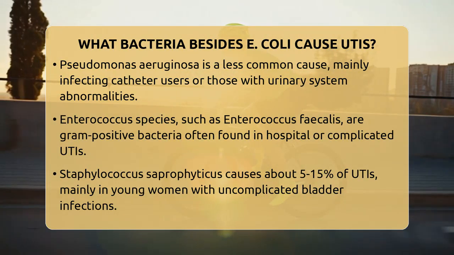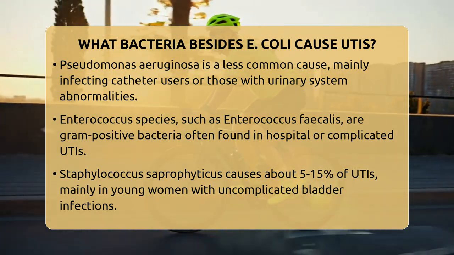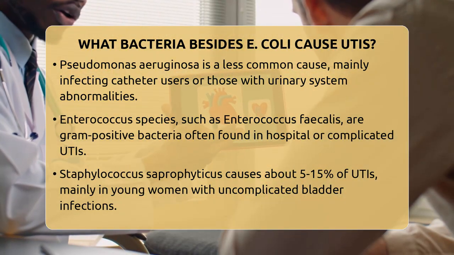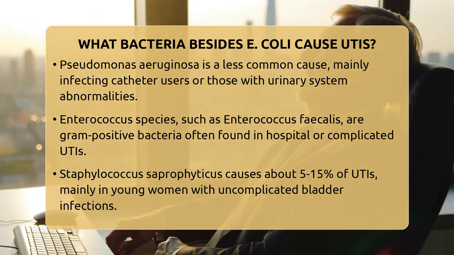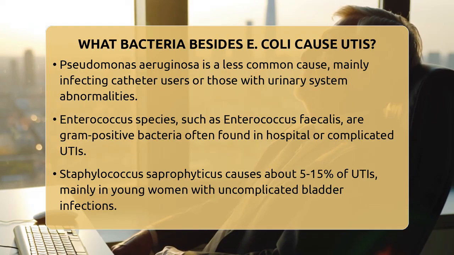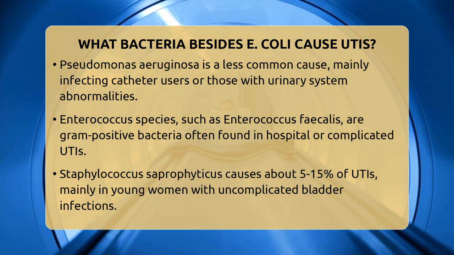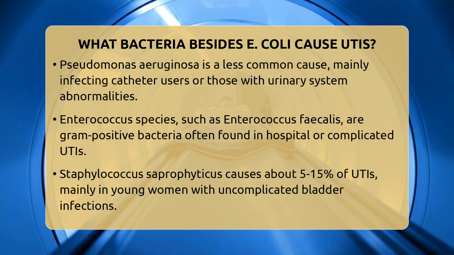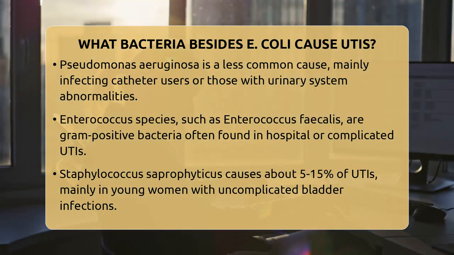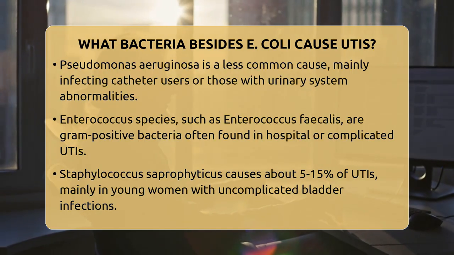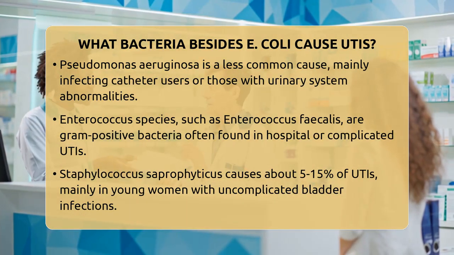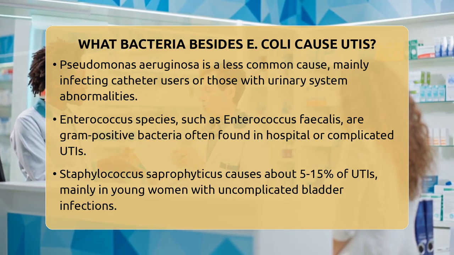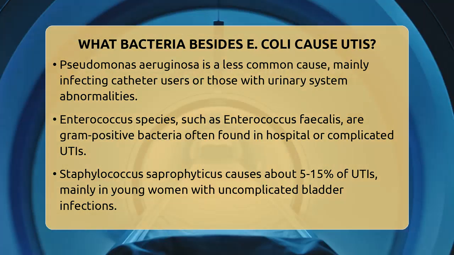Pseudomonas aeruginosa is another gram-negative bacterium that causes UTIs, but it is less common. It tends to infect people with urinary catheters or those with structural abnormalities in the urinary system. Enterococcus species, such as Enterococcus faecalis, are gram-positive bacteria that often cause UTIs in hospital settings or in cases of complicated infections. They can sometimes resist multiple antibiotics, making treatment more challenging.